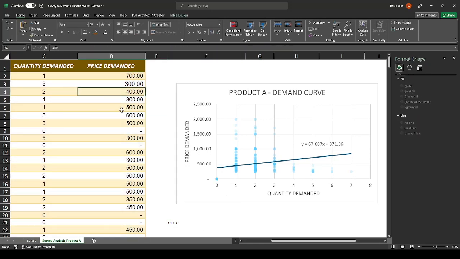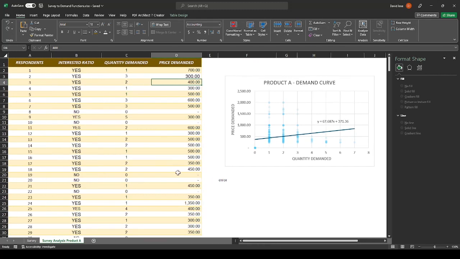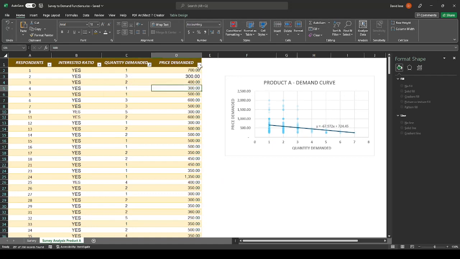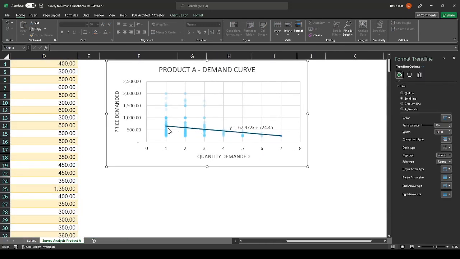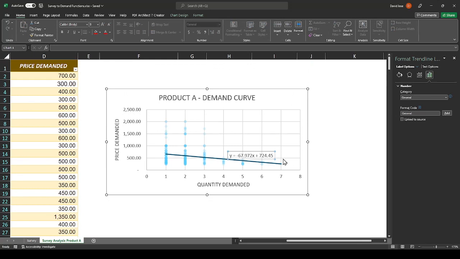So what should we do? We look back to our survey. You highlight all the headers, filter, those 0 should not be there. Also in here, if we have 0 price demanded, none so far. Here also, if there is, you omit that so that our graph will be downward sloping. And there we have it. Now we have a correct demand curve.